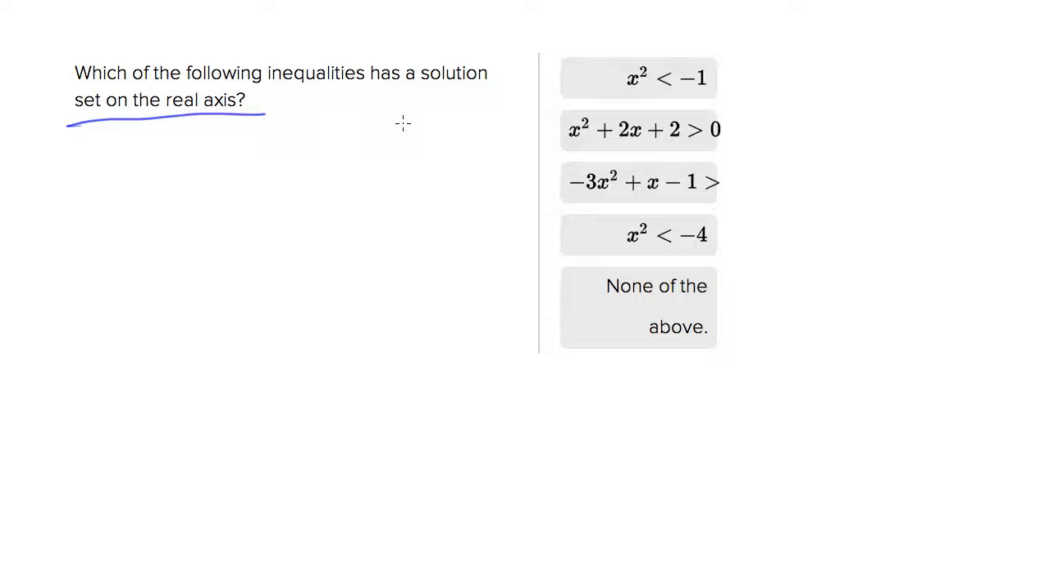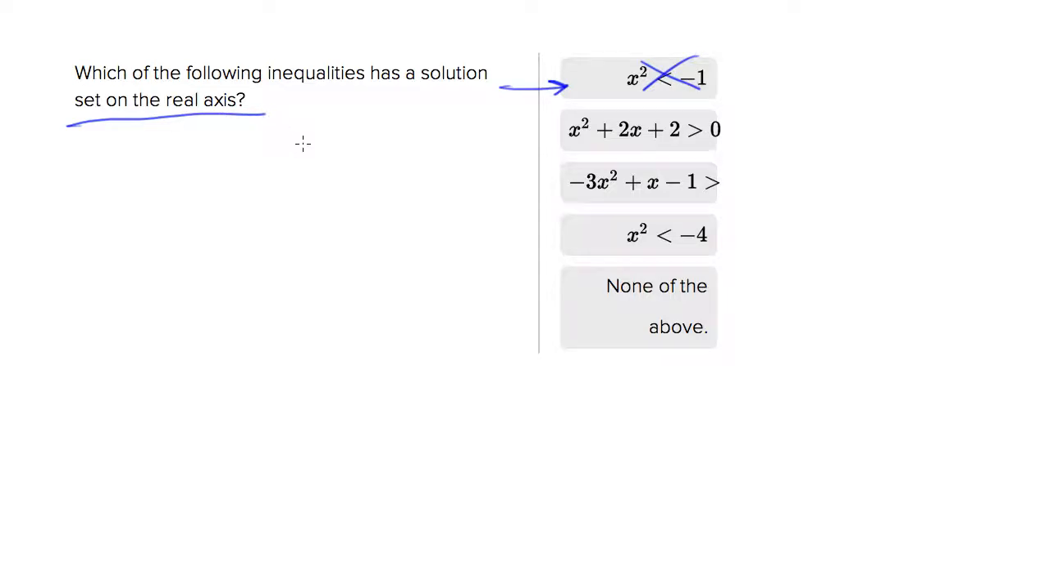So that might sound to you like a sort of a crazy question, but let's look at one example. Take this first one, x squared less than -1. Well, when you square something, it always becomes positive, right? You take any number you want, you square it, it becomes positive. So there is no real number that you can square and get a result that's less than -1. So this just doesn't exist anywhere. That's another way of saying it has no solution set on the real axis.